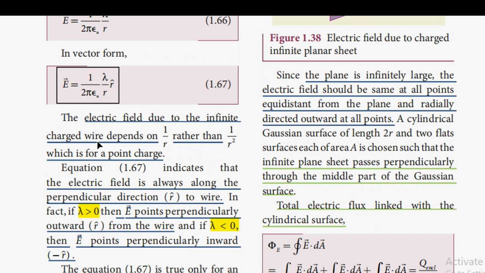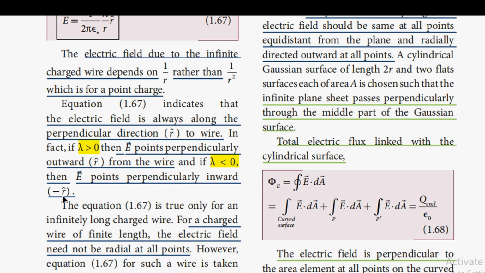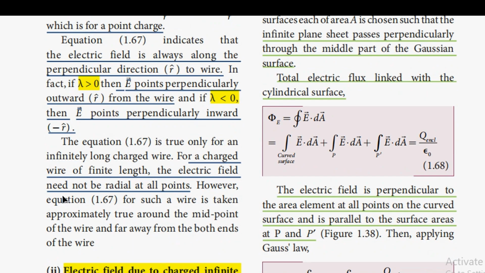The electric field due to the infinite charged wire depends on 1 by r rather than 1 by r square, which is for a point charge. So the equation 1.67 indicates that the electric field is always along the perpendicular direction or r cap to the wire. In fact, if lambda is greater than 0, then E points perpendicularly outward from the wire, and if lambda is less than 0, then E points perpendicularly inward, that is minus r unit vector, that is r cap. This equation 1.67 is true only for an infinitely long charged wire. For a charged wire of finite length, the electric field need not be radial at all points. However, the equation 1.67 for such a wire is taken approximately true around the midpoint of the wire and far away from both the ends of the wire.